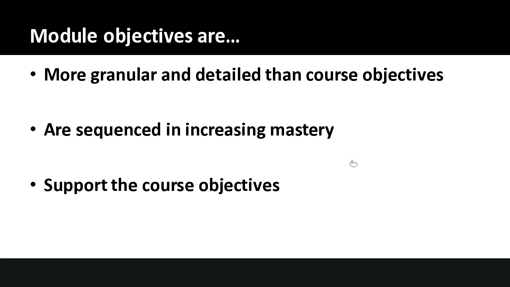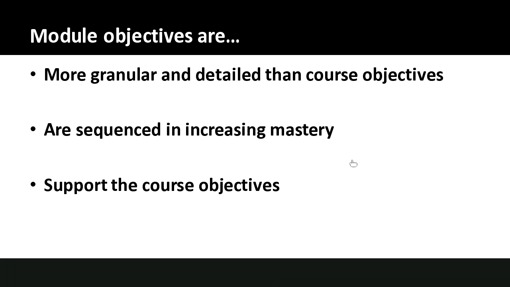But modules are the more granular or detailed pieces of a course objective. And so we're already talking about how we're chunking up the course. You may have maybe 5 to 7 different course level objectives, and you're going to be addressing those course level objectives in a more granular way throughout the modules. So that's the difference.